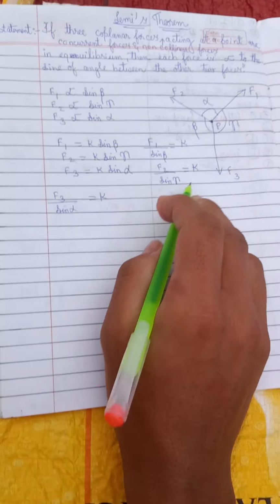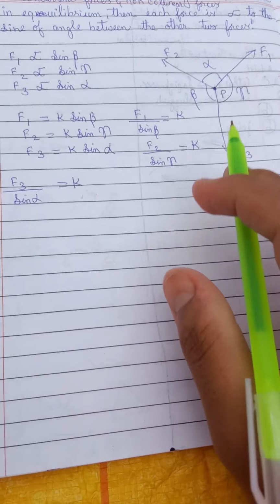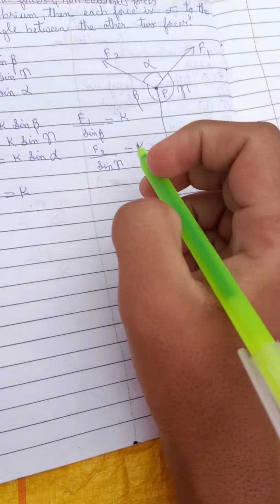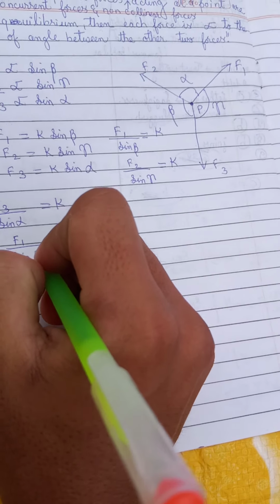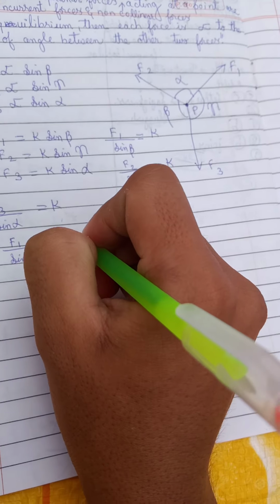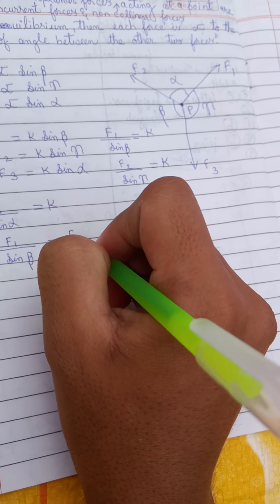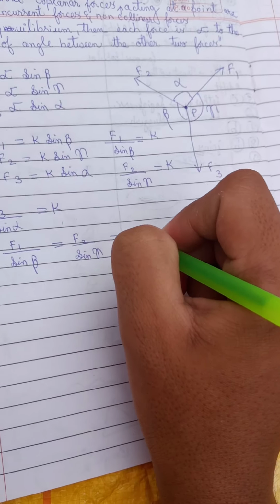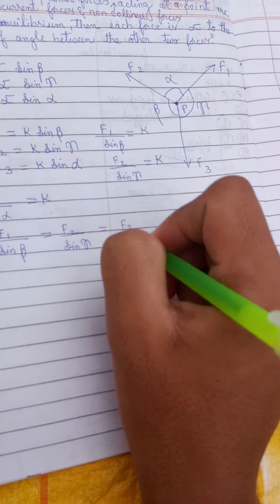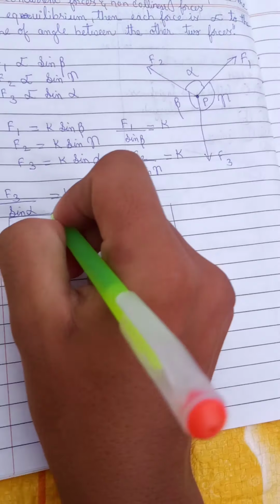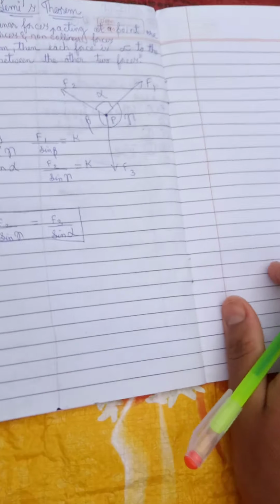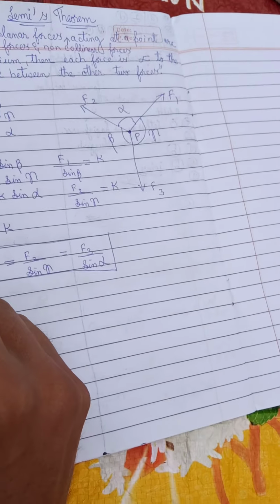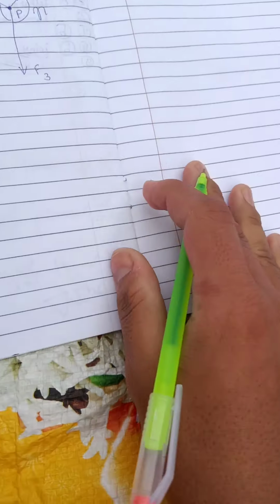Since the right hand side of all these statements has k, we will equate all these. So we will get F1 upon sine beta is equal to F2 upon sine gamma is equal to F3 upon sine alpha. This is our required statement of Lami's theorem. Okay, so let us do some numerical problems based on Lami's theorem.